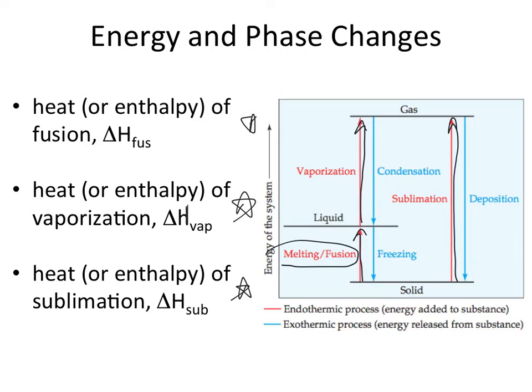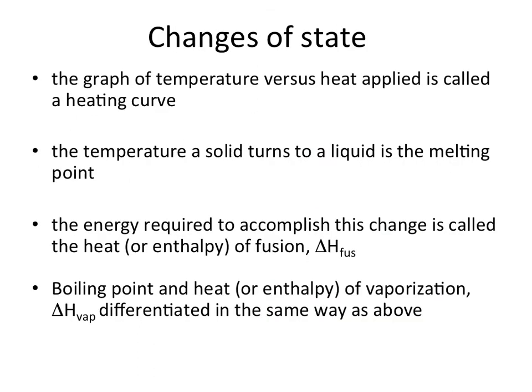Now that we've identified what these values mean, let's look at a more detailed aspect of each of these changes. One of the ways that we represent changes of state is on a graph, called a heating curve. We take a graph of the temperature versus the amount of heat that you've put into a specific substance, and it shows the process of going from, say, a solid all the way up to a gas, or from a liquid to a gas. That's an example of a heating curve.